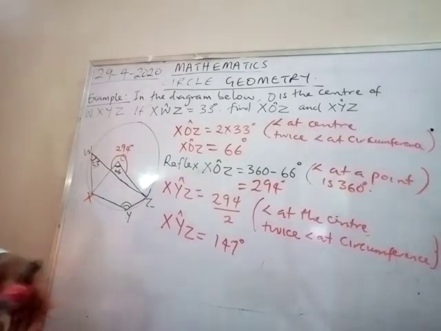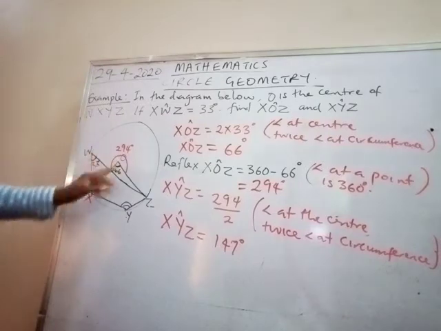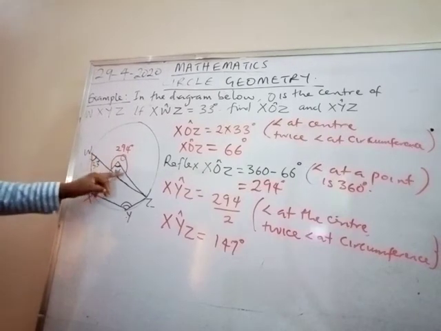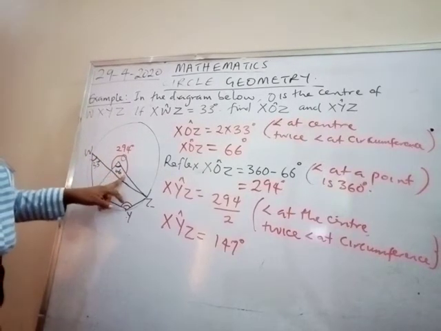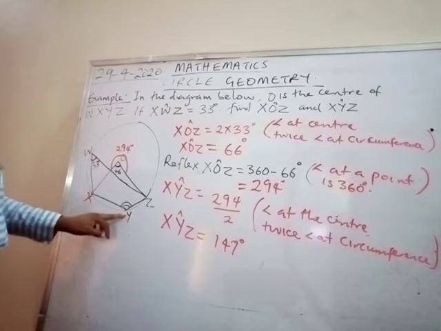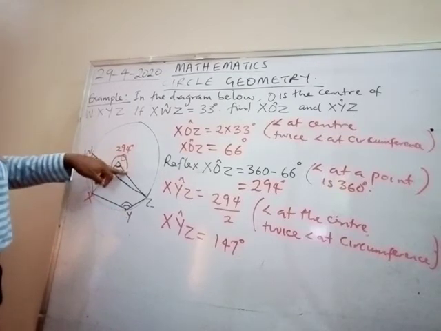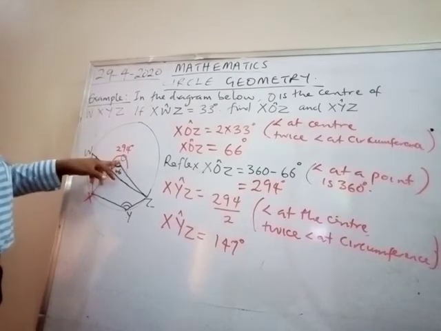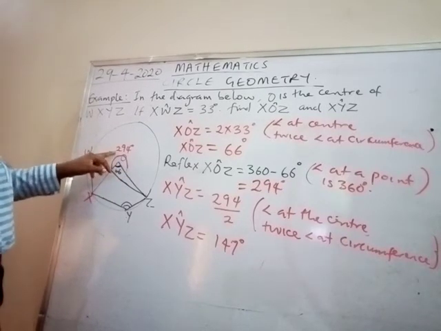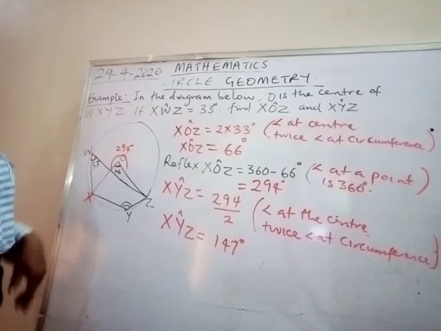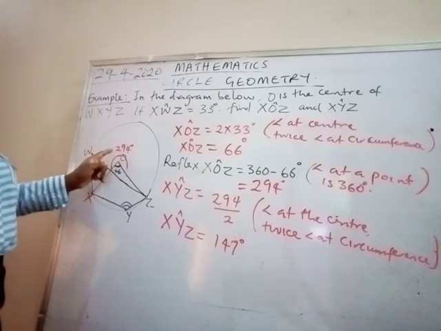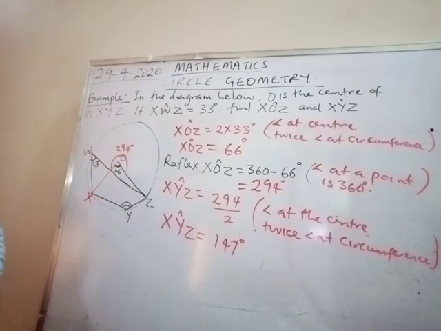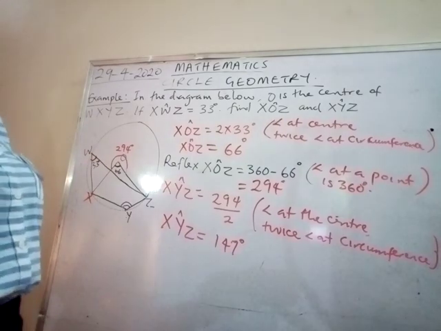So can we quickly look at it? The first one, we are finding this angle at the center, twice angle at the circumference. So that one is 66. And we have to find this. Before we can get this, we need to get the big angle here. And how do we get that? We say angle at a point is 360. So 360 minus 66 gives us 294. Do you get that now? So 294 divided by 2 will now give us what we are looking for. So let's play with examples.